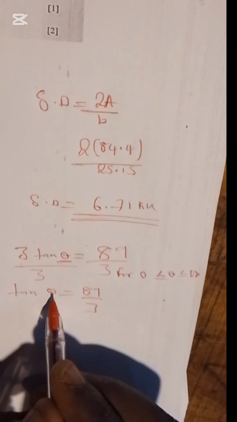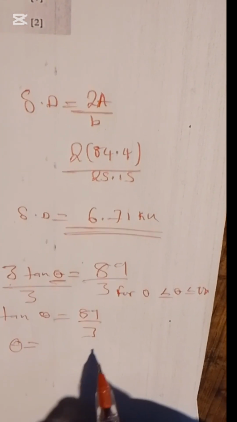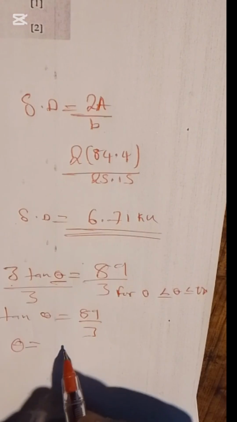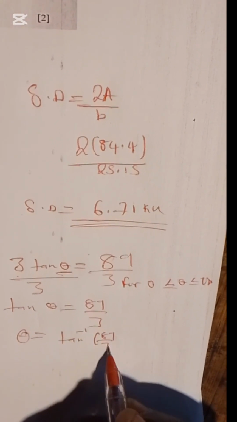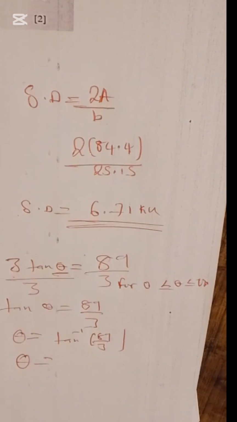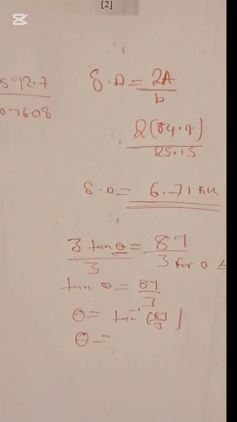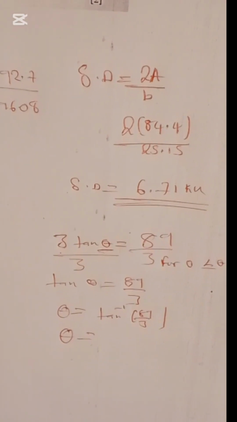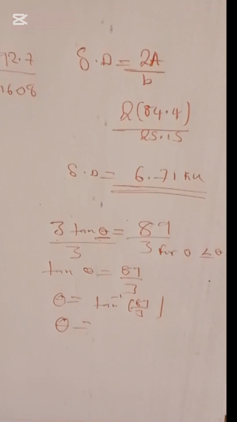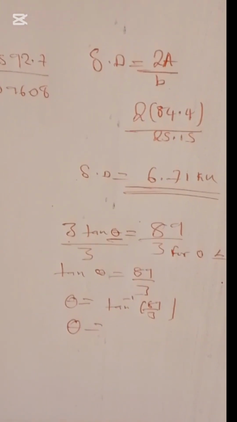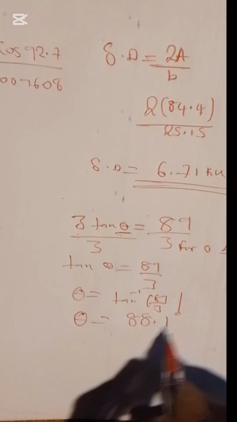But then what you want is the theta. So we're going to say theta equals, tan will cross over. When tan, cos or sine crosses over, they become inverse. So this one will be tan inverse of 89 over 3. So theta will be equals to, you just have to punch this at once on the calculator. You punch shift, then you punch tan, open brackets, 89 over, it is AB/C, over 3, close brackets, equals to. So your answer will be 88.1 degrees.